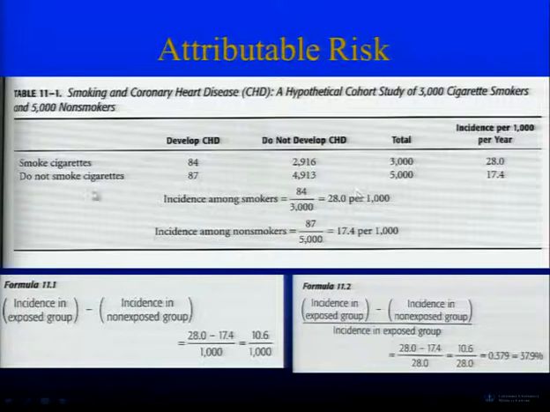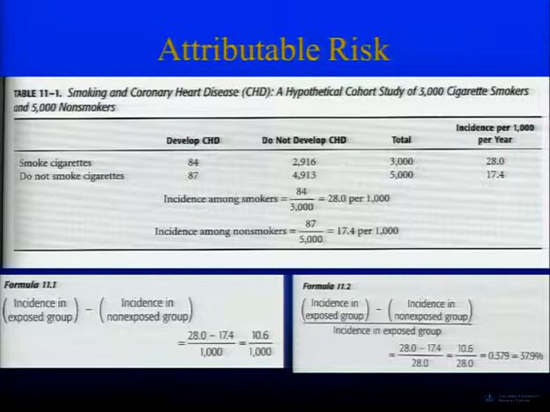Okay, so let's just go through one example. This is the one we had seen before. We had 3,000 cigarette smokers and 5,000 non-smokers. 84 people developed coronary heart disease in the smokers, 87 in the non-smokers. So remember, we had calculated the incidence was 28 per thousand and 17.4 per thousand. So if we want to look at the attributable risk, you can do the incidence in the exposed minus the incidence in the non-exposed. So you get 10.6 per thousand cases of coronary heart disease.